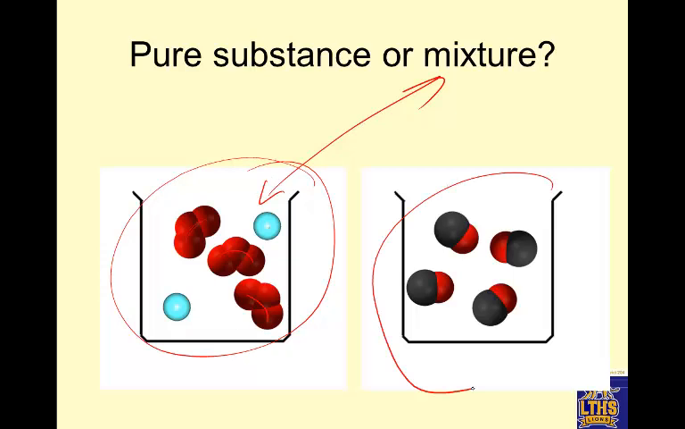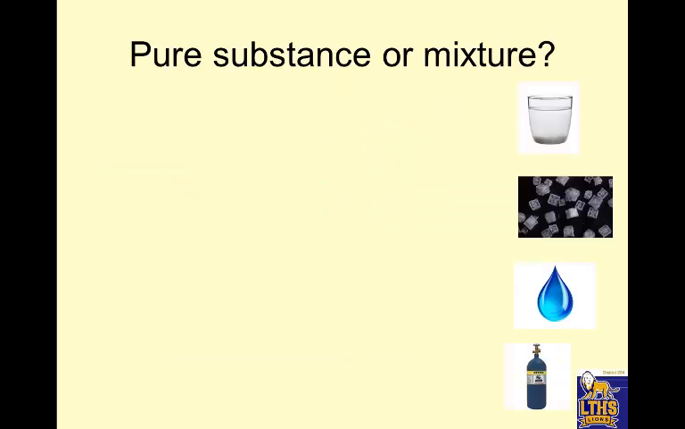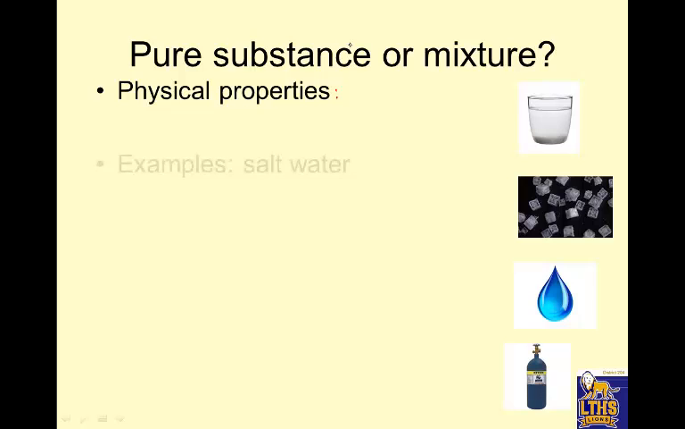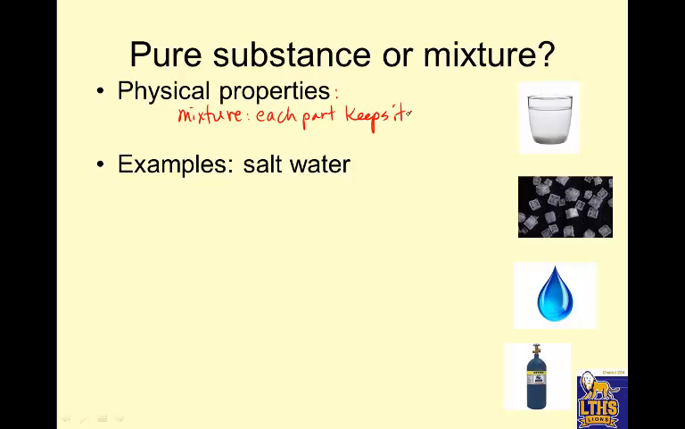If we look in this container, we have this part, this part, this part, and this part. But guess what? Every single part of this is exactly the same, so this is a pure substance. Pure substance or mixture, here's one way to tell: the physical properties. For a mixture, each part of a mixture keeps its identity, keeps its own properties.